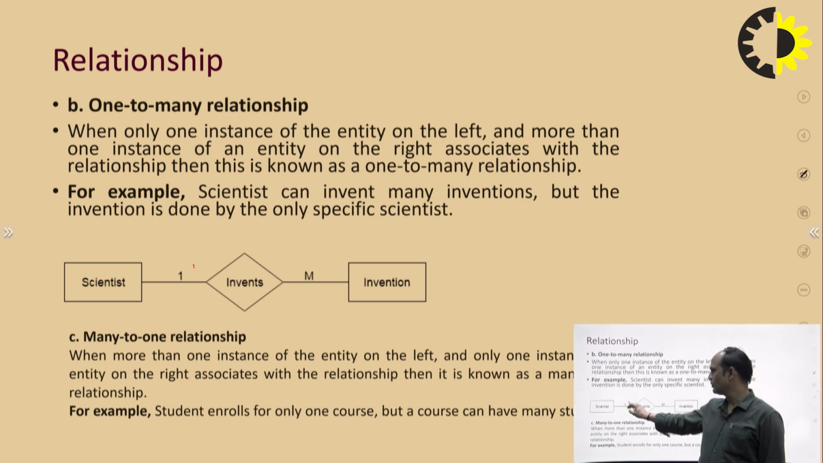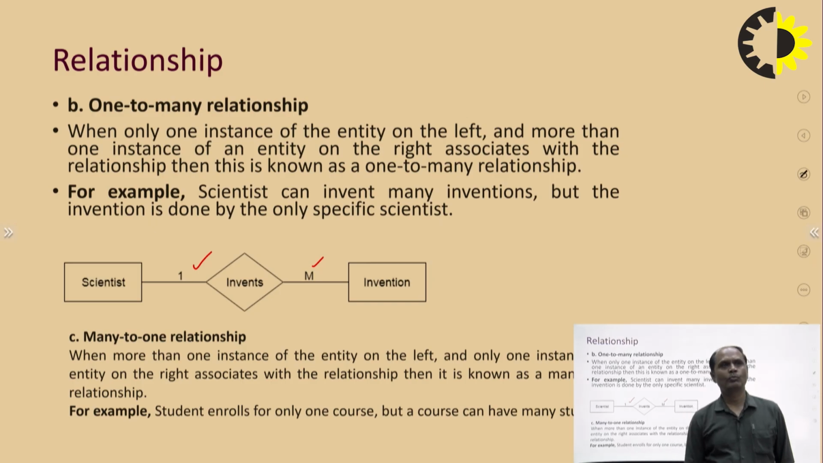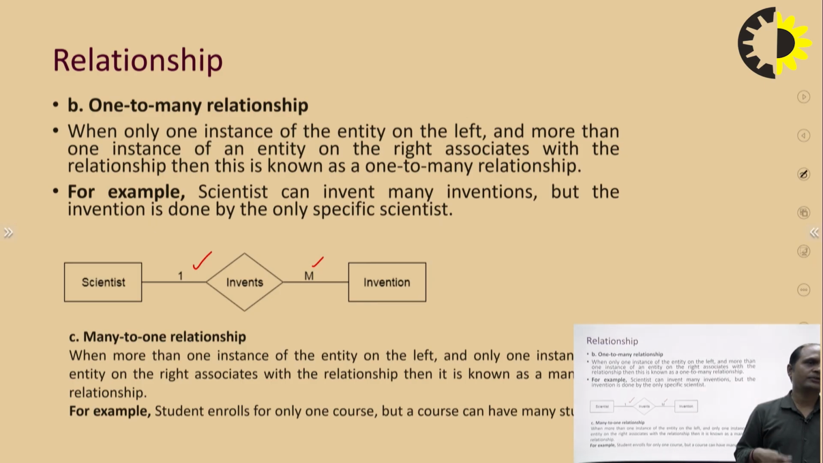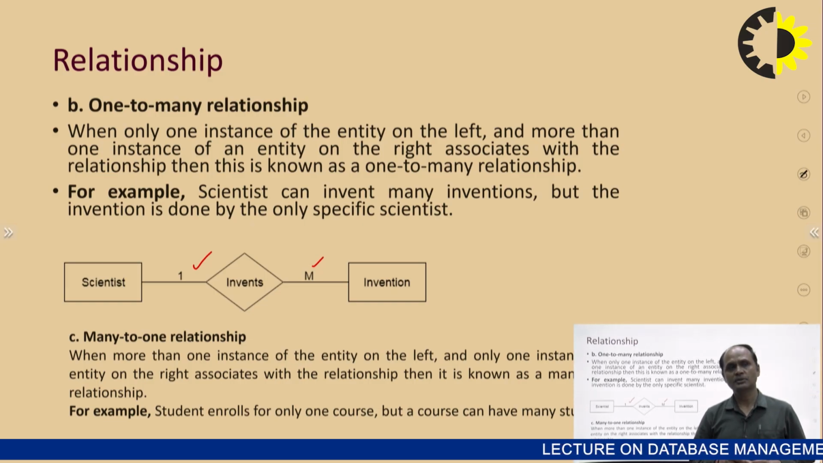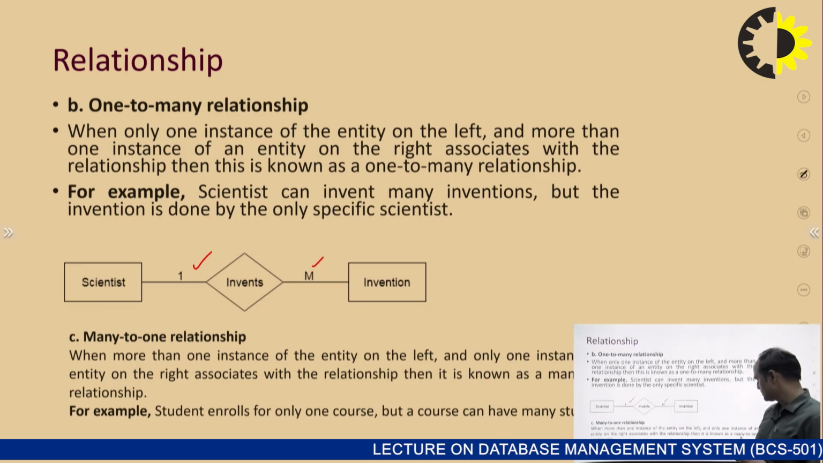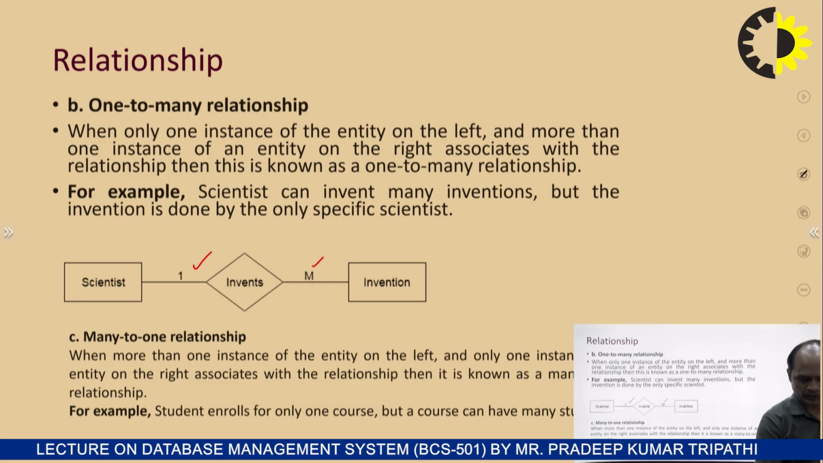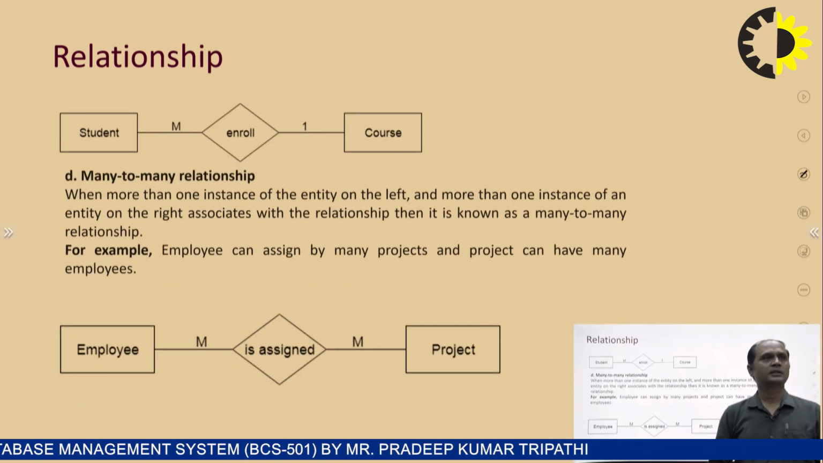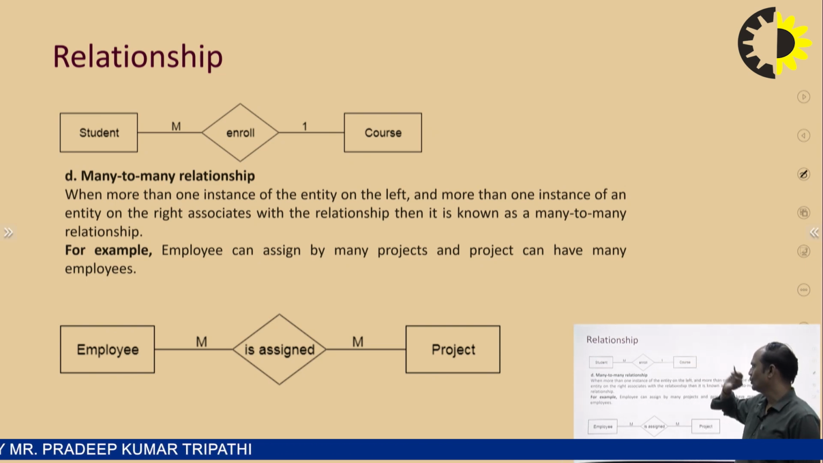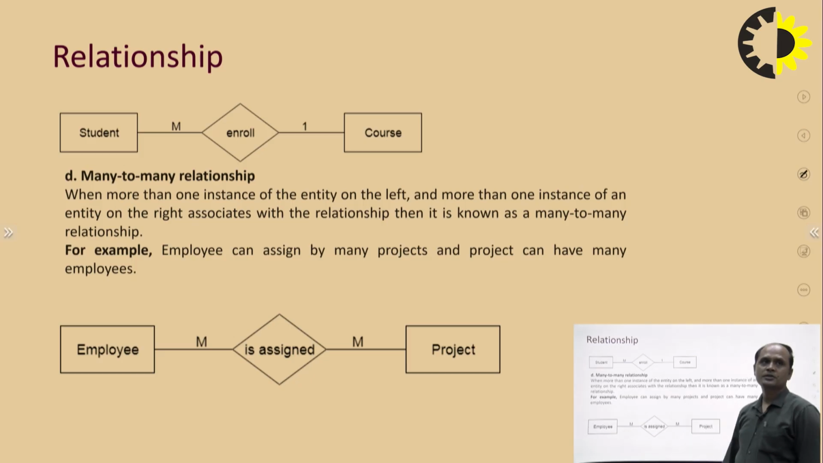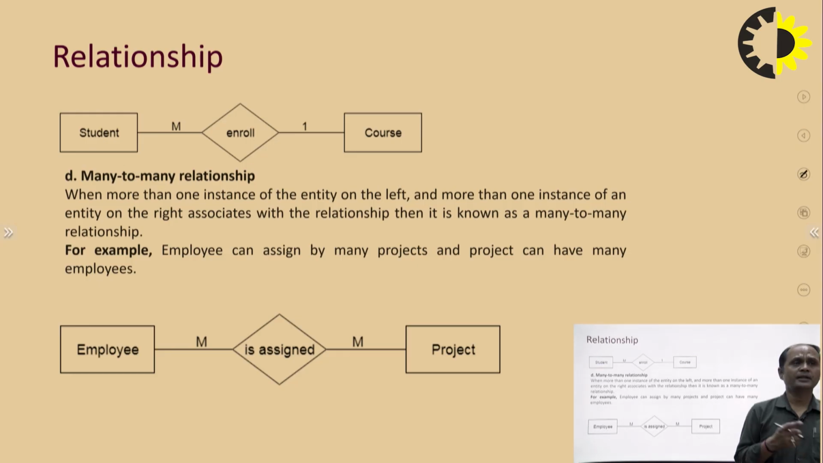So this relation shows the one to many relationship. We mention 1 on the left hand side and m on the right hand side, so it is called a one to many relationship. Next is many to one relationship, when more than one instance of the entity on the left side is associated with only one instance of the entity on the right side. A student enrolls in only one course, but a course has many students. This is the example of many to one relationship, and this is its representation.